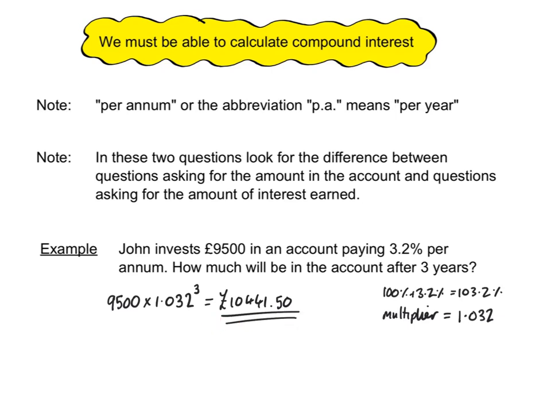Now, before we go on to the next example, we're going to go back up to this note here. So it says in the two questions, look for the difference between questions asking for the amount in the account and questions asking for the amount of interest earned. So this question was saying how much will be in the account. Now that's what you would expect. You're expecting this 9,500 to grow, and therefore a number bigger than 9,500. But let's have a look at the next example.